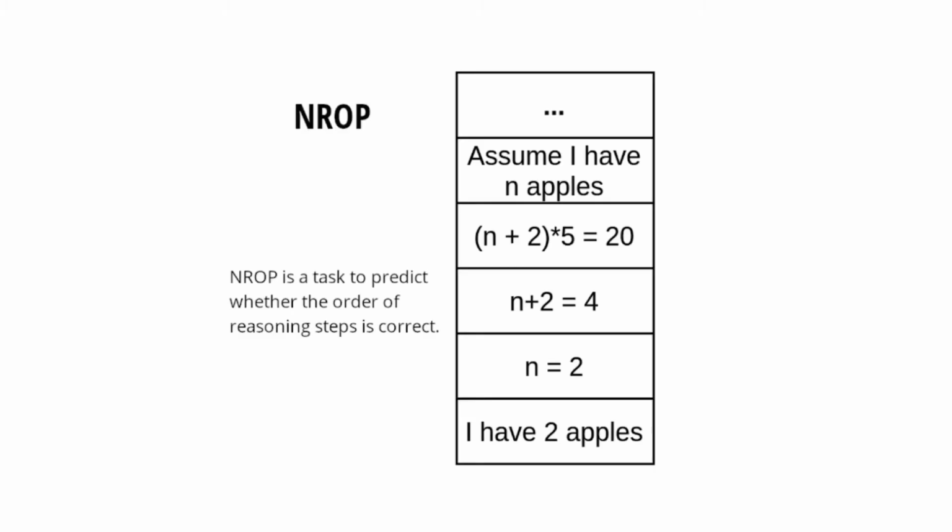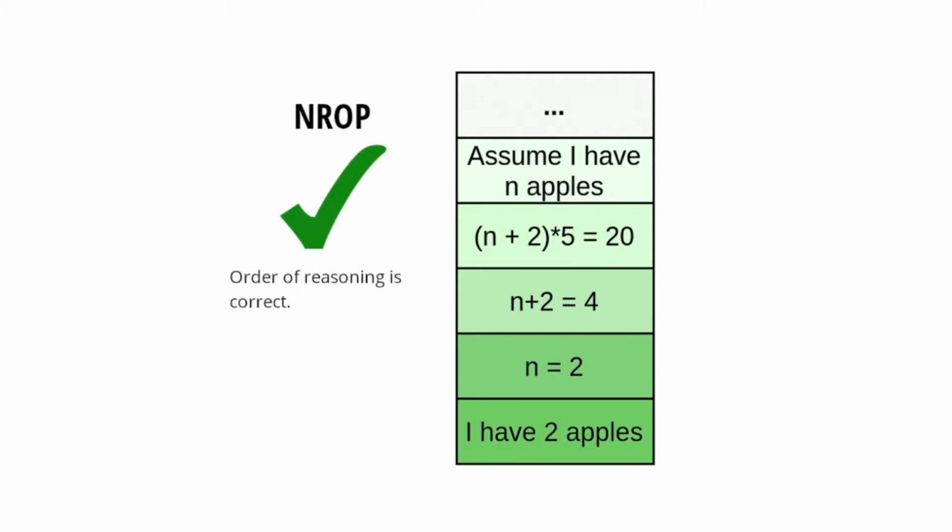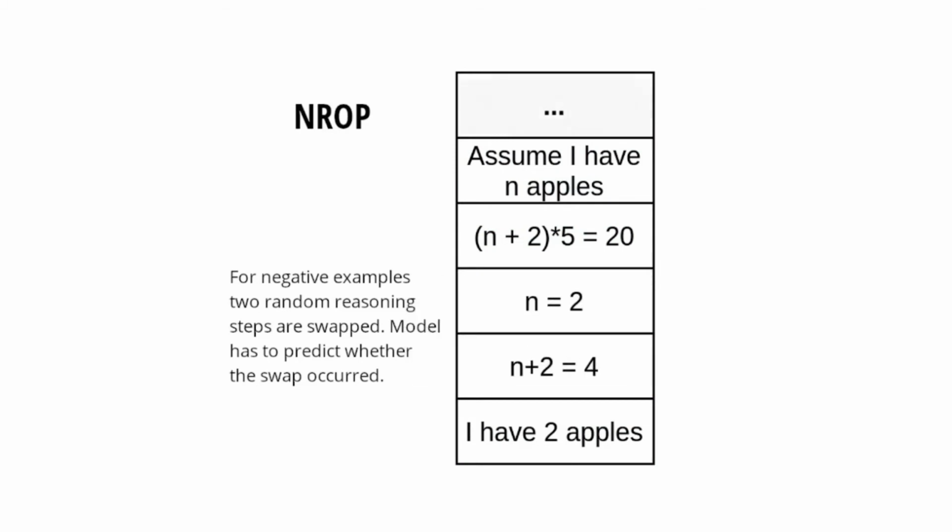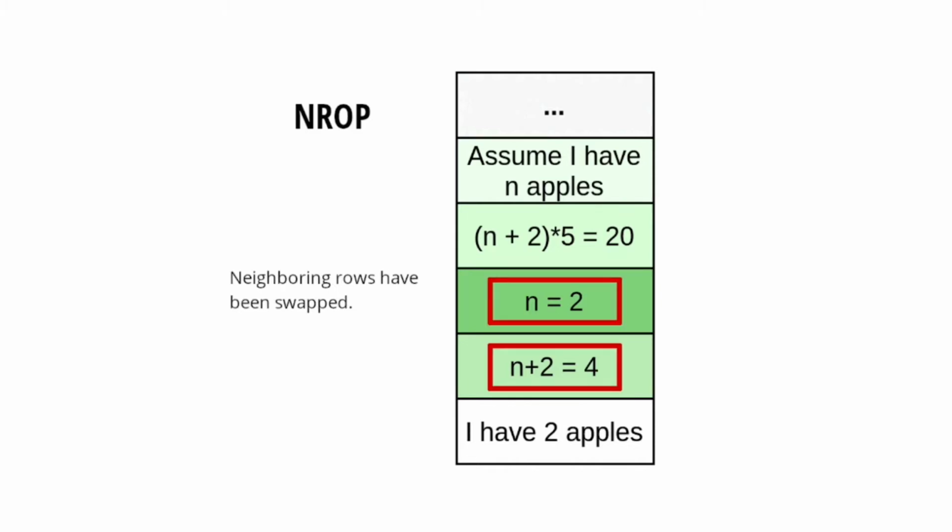For better utilization of the rationales, we suggest another loss. We call it neighbor reasoning order prediction, NROP. NROP is a coherence loss that forces the model to pay greater attention to the rationale. We split the reasoning into steps, and then for 50% of data points, we randomly swap 2 neighboring steps. We combine the NROP loss with the standard MLM loss.